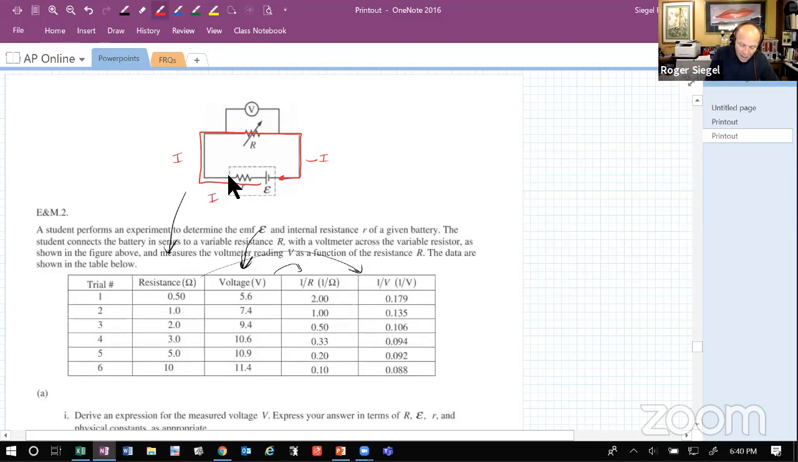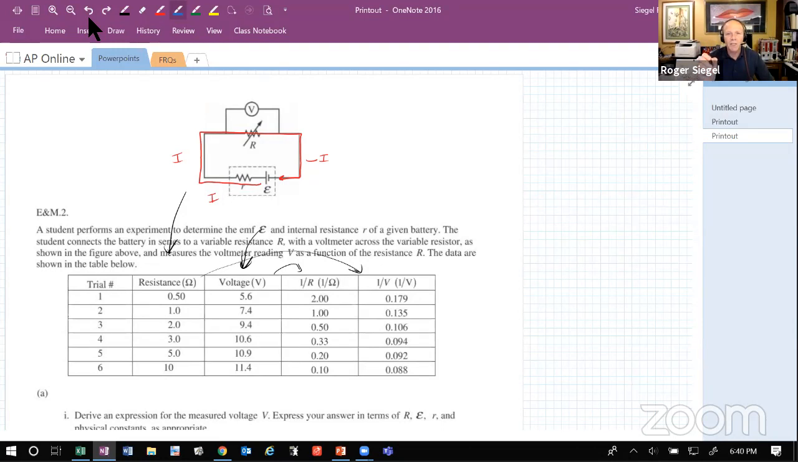Now you might want to ask me, Roger, why is there no current this way? You've hooked this up to this voltmeter. That's going to come up later too, but I want to tell you why. Unless you hear otherwise, we assume that all voltmeters have an infinite resistance. They are ideal voltmeters.